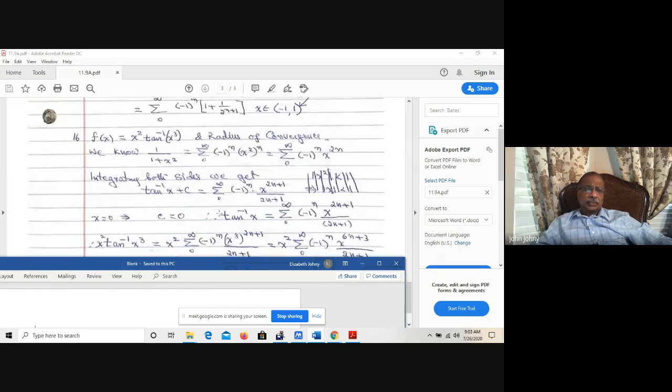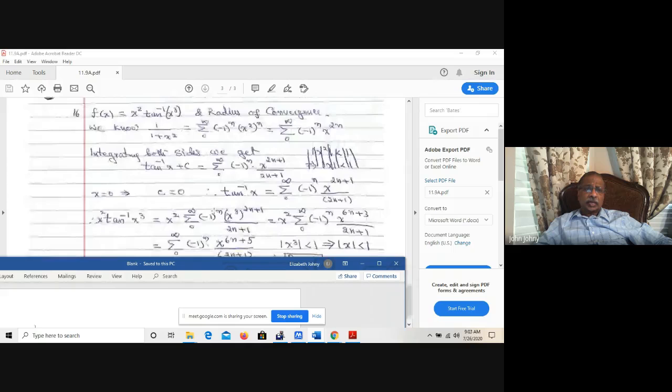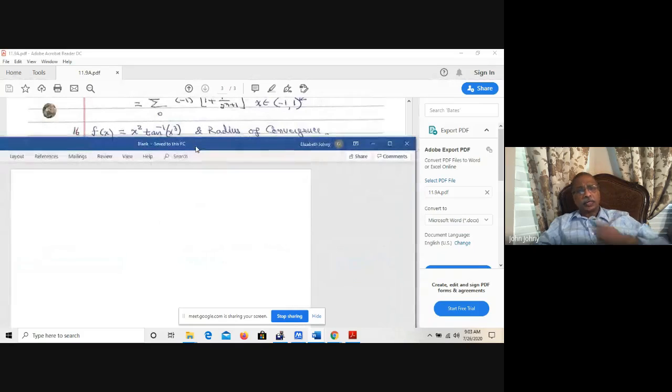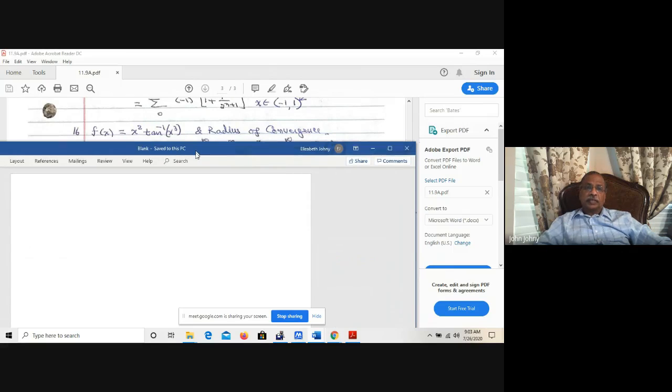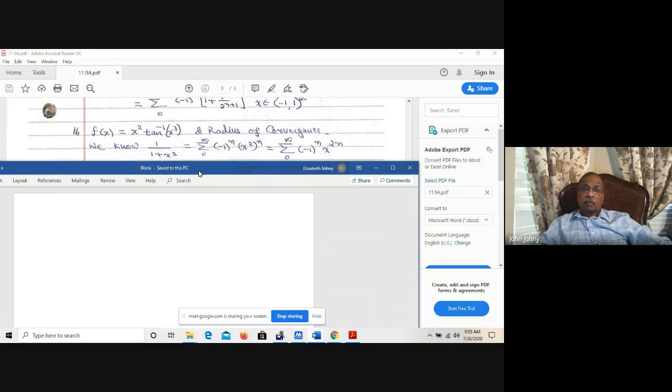Then number 16. The function is x squared times tan inverse x cubed. You have to expand it as a power series and find the radius of convergence. We know 1 over 1 plus x squared, we have seen this. 1 over 1 plus x squared is sigma 0 to infinity, negative 1 to the power of n, x squared to the power of n. We have seen this on the first page of this document. That is equal to sigma 0 to infinity, negative 1 to the power of n times x to the power of 2n.